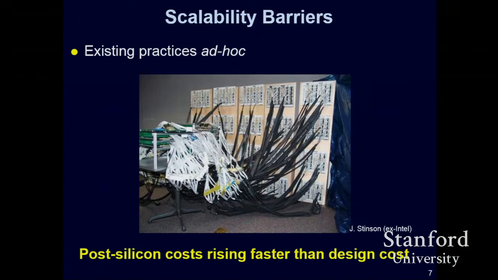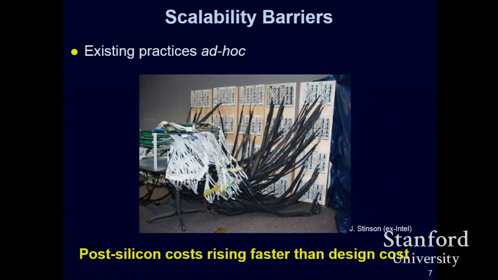And all these things that you are seeing are actually cables connecting the pins of the chip to those logic analyzers, with the hope that somebody will collect all this information and be able to figure out what the heck is going wrong with that chip, right? What caused that blue screen? So clearly, this is not a scalable way of doing things, and as a result, the post-silicon costs are rising faster than the design cost. Yes?